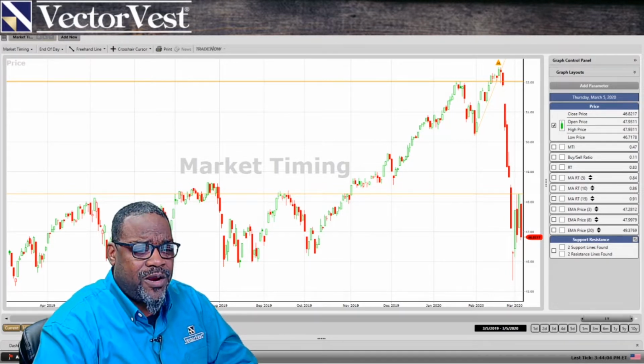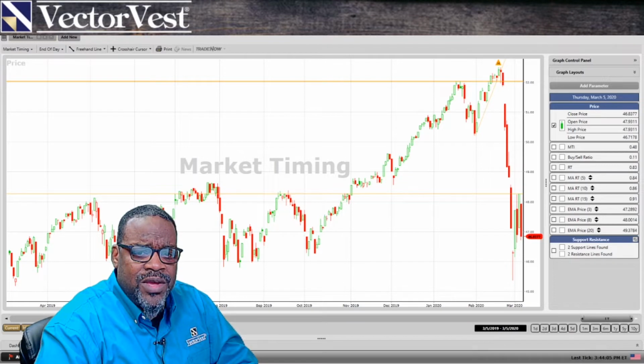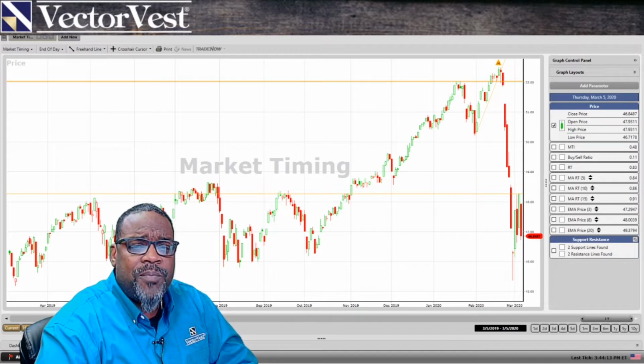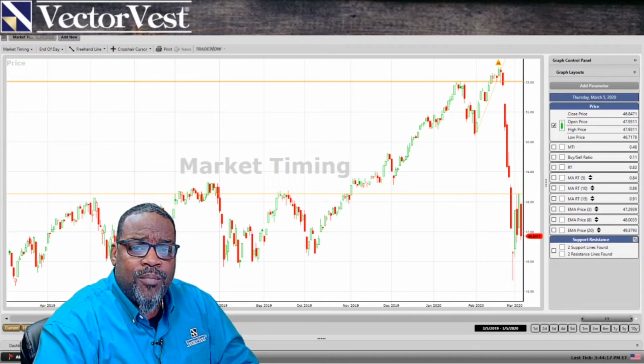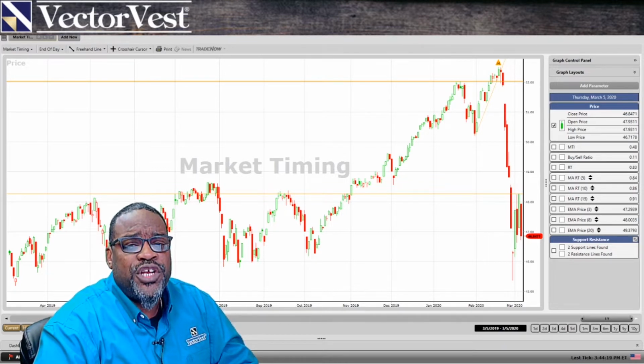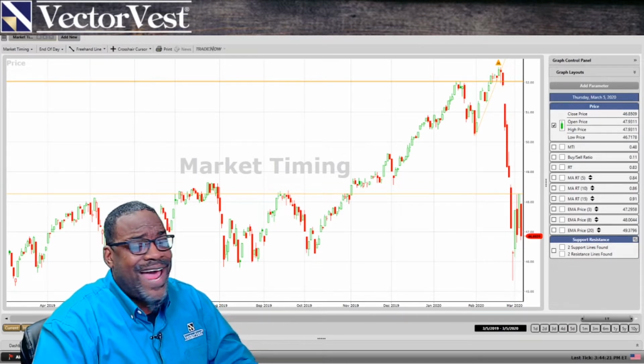Now what I have up here is a market timing graph. When you think about market timing, VectorVest are trend followers. We follow the trend of the market and we keep our subscribers on the right side of the trend. Normally you associate market timing with predicting which way the market is going to go, but that is not what we do.